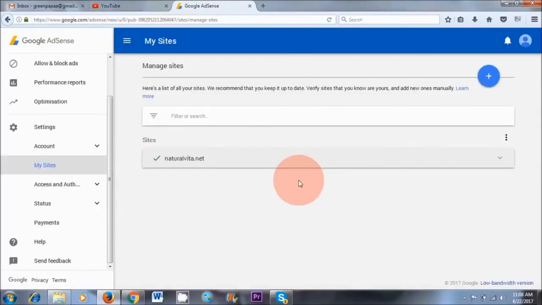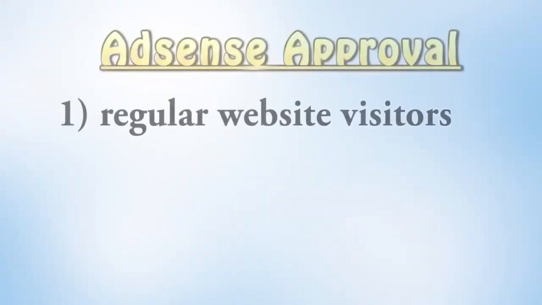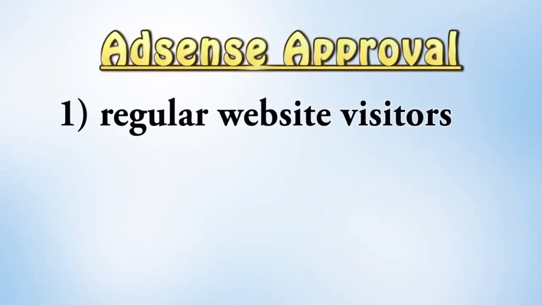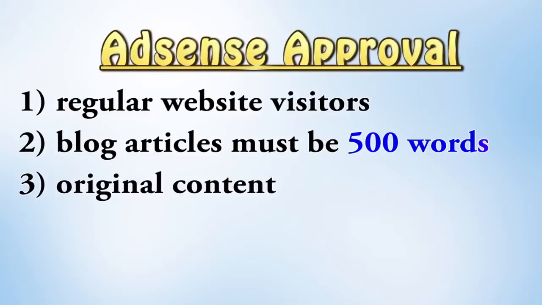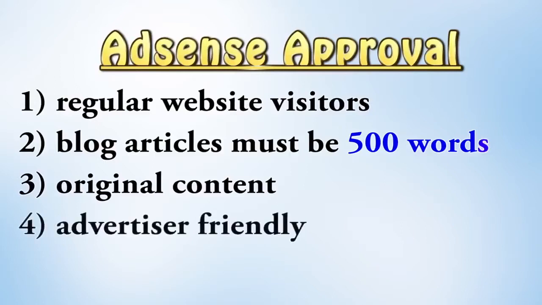Now there are some things that you do need to be aware of. What I recommend is only submit your blog post to Google AdSense for monetization once you have around about 20 to 30 people visiting your site on a daily basis. Number two, your blog articles need to be at least 500 words in length. If your blog articles are less than 500 words, then you are most likely going to get disapproved from Google AdSense. Also, all of your content needs to be original. If you've copied content and put it on your website, then you're most likely going to get disapproved as well. And finally, your content needs to be advertising friendly. So it's good to bear all of these things in mind.